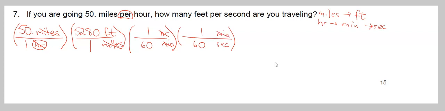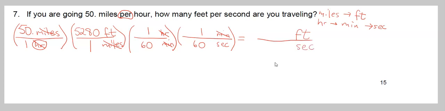Okay, and then checking my units, I'm going to be doing a big multiplication on top: 50 times 5,280 times 1 times 1. But what do I have left on top for units? Everything is canceled now except for feet. And then what do I have left on the bottom? Everything is canceled except for seconds.